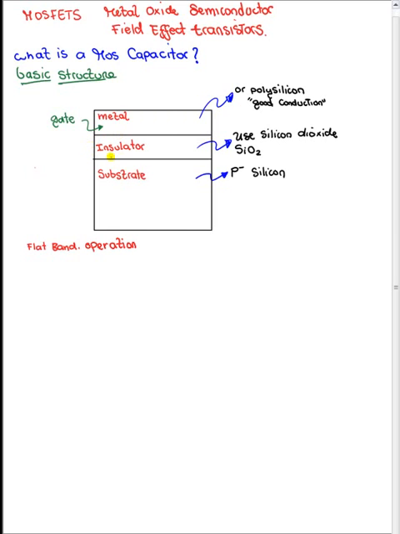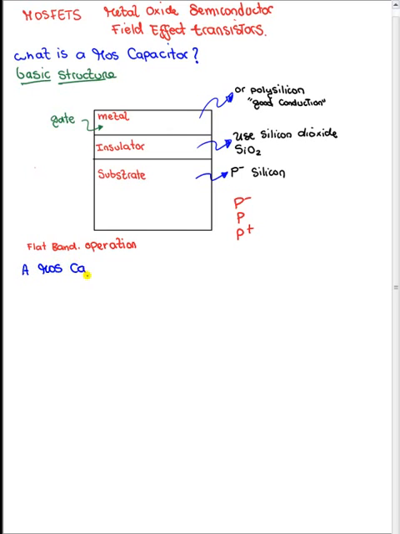Then we have an insulator. A lot of times silicon dioxide is used because of its good insulating qualities. And then we have the substrate, which is P minus silicon. It just means it has some hole carriers, but the concentration is quite low. Now the MOS capacitor has 4 distinct regions of operation. In this case, this MOS capacitor right here is acting in the flat band operation because there is no applied bias. There is no voltage that is applied across the capacitor.